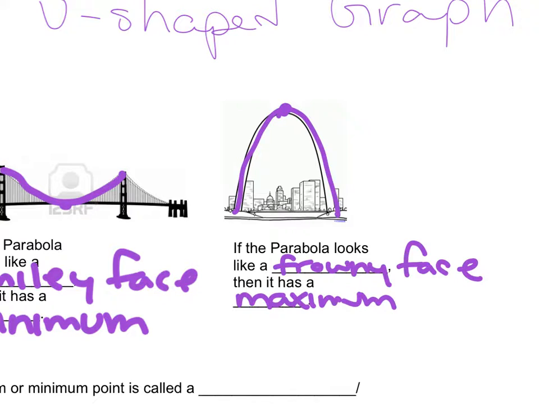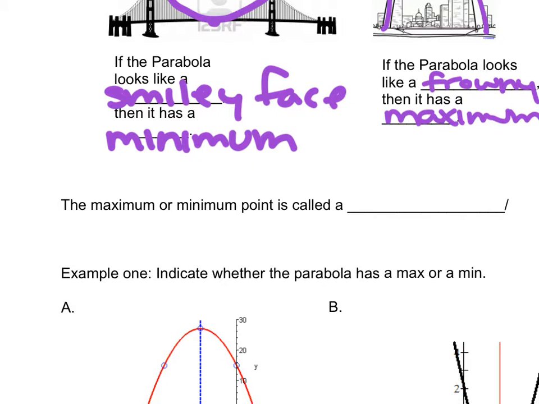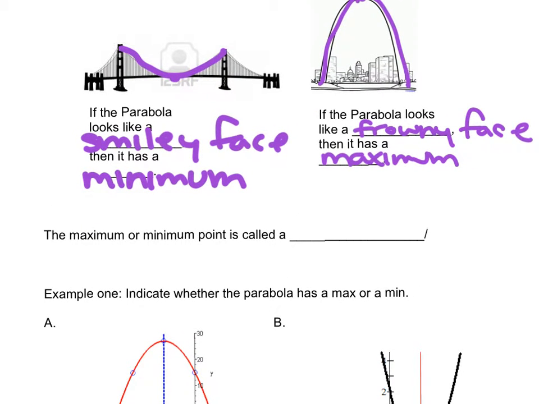So you have these two types of graphs, and I'll show you in a minute exactly how to tell if it's going to open up or down without even having to graph it. The next vocab word that you need to know is what that maximum or minimum point is called, and that's called a vertex. That's just the point at which all the other ordered pairs are either going to be below it or above it, and it's also where we find the axis of symmetry.